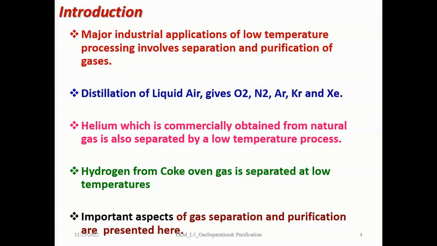Helium, which is commercially obtained from natural gas, is also separated by a low temperature process. Hydrogen from coke oven gas is separated at low temperatures. It's called the Linde-Braun recovery system you normally use. Then important aspects of gas separation and purification are presented in this lecture.